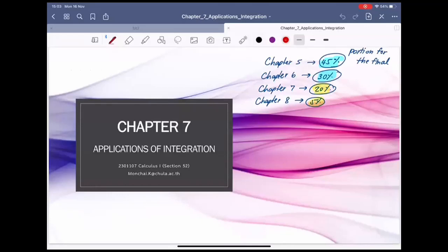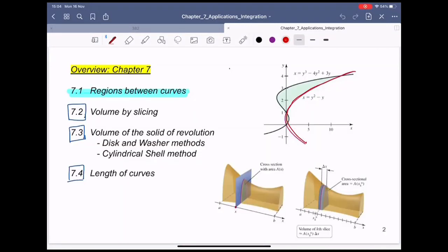Okay, so let's talk about chapter 7 again for today. Keep in mind that this is going to be 20% of your final exam. The big portion is going to be on the application of differentiation and integration techniques, so make sure you study those two chapters.